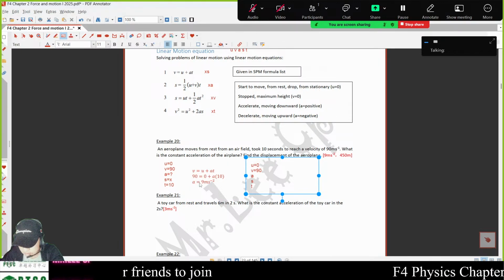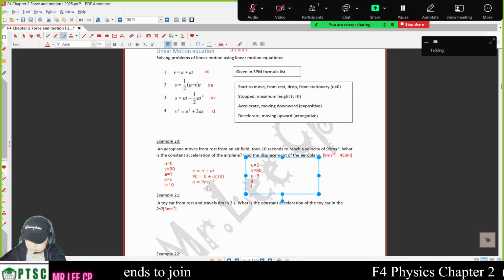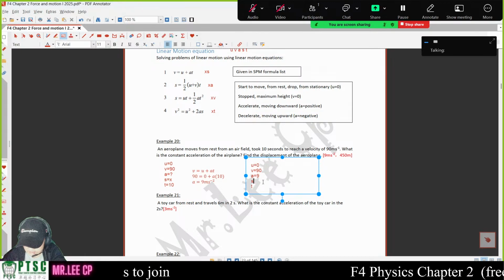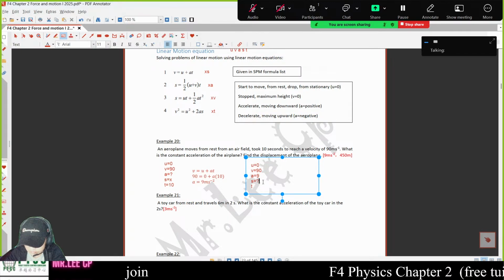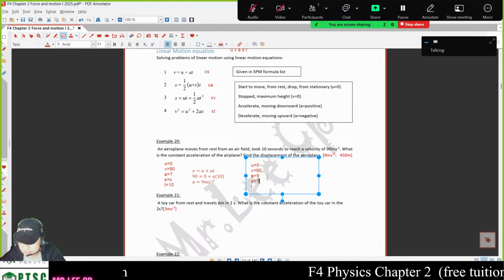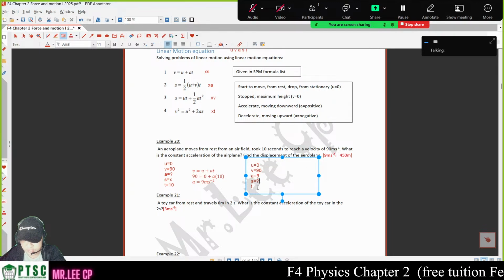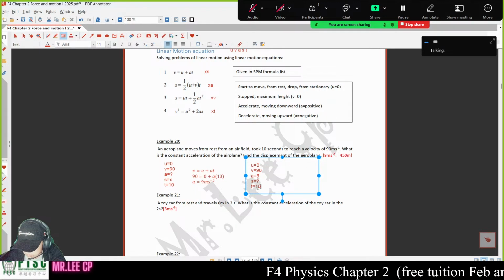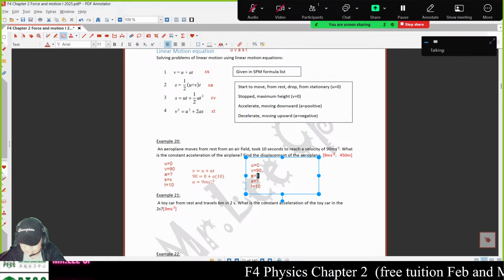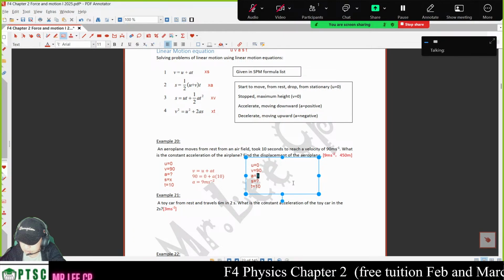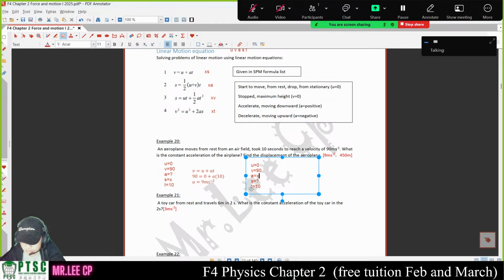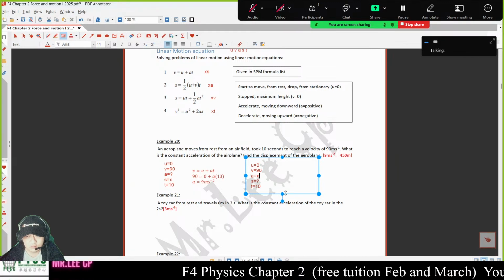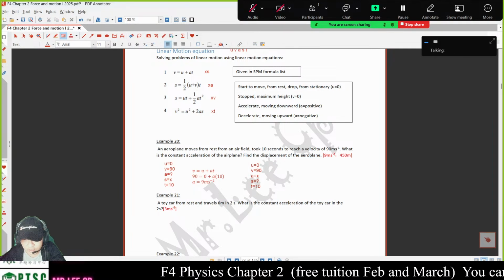A, oh teacher, it is equal to 9. S we don't know. They ask you to find the displacement of the aeroplane. And then T is equal to 10. Now you cannot put the 9 in. If you put the 9 in, no S here, you don't know which formula. So teacher, what is this S?